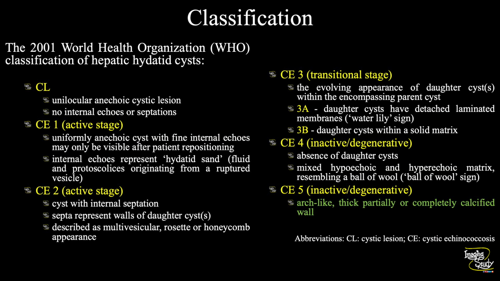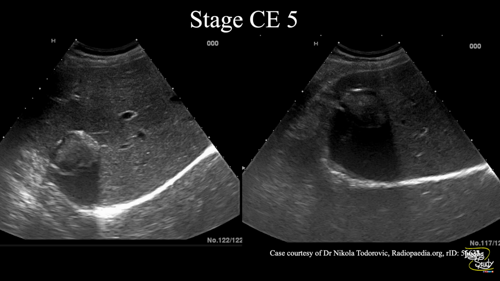Now come to the last stage, that is the CE5, that is also an inactive or degenerative stage where you will get an arch-like thick partially or completely calcified wall. Here you can see a solitary iso to hyperechoic lesion at the right lobe of the liver with a partial calcified wall and posteroacoustic shadowing. According to history and previous scan, this patient was diagnosed as stage 5 cystic echinococcosis.